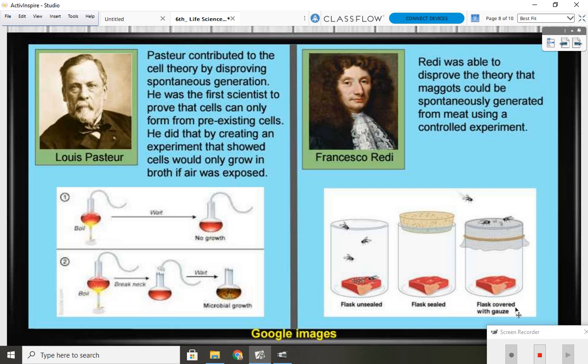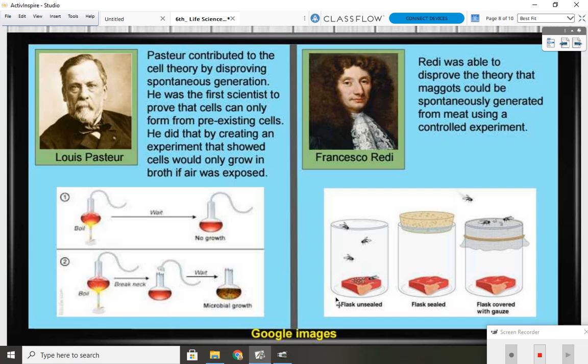And in the flask covered with gauze, there could be some air that could get to the meat, but living organisms like the flies or other things in the atmosphere couldn't get to the meat, but air could still get to the meat. And that meat did not create maggots either. So the maggots had to have come from the source, which were the flies.